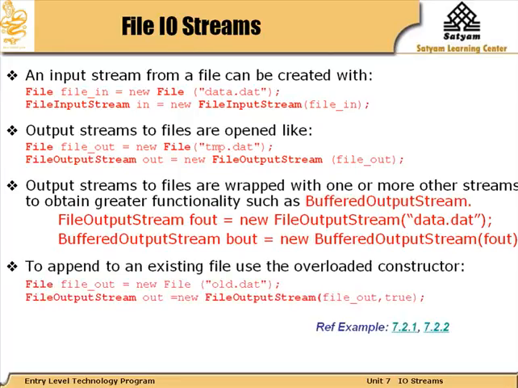If you intend to append to an existing file, use the overloaded constructor and pass the argument true. By default, it is false. By default, a FileOutputStream object creates a new file. If your intention was to overwrite the existing file, then you may go ahead creating a FileOutputStream object without passing a true argument. But if your intention was to append to the existing file, then you need to pass the true argument.